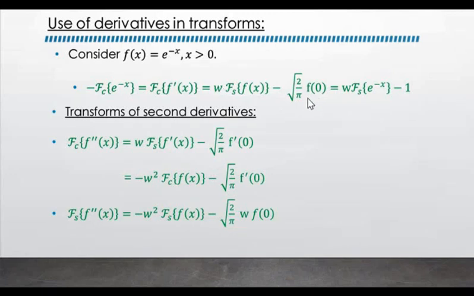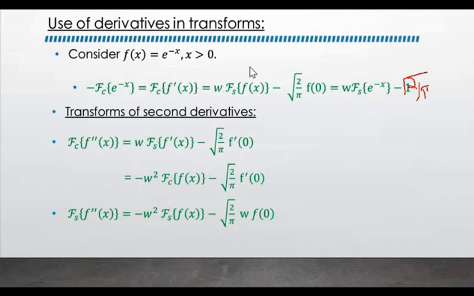So it's going to be omega into the Fourier sine transform of e raised to minus x minus root of 2 by pi, not 1, it has to be root of 2 by pi here. So I have missed 1 into root of 2 by pi there. This f of 0 is 1 there.